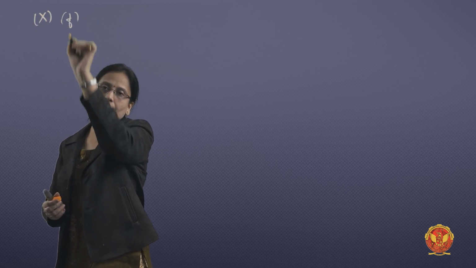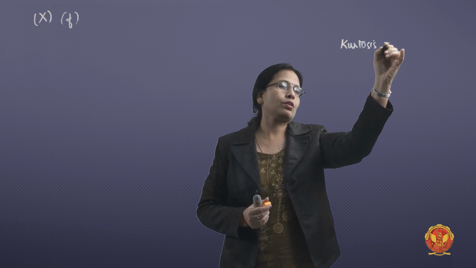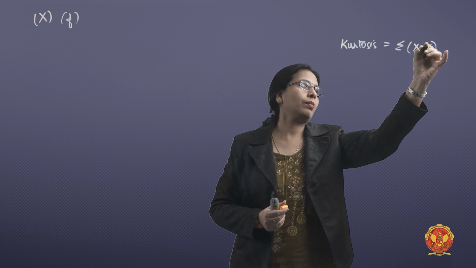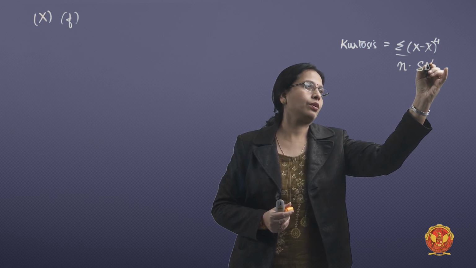Now we'll calculate kurtosis when the data is given in the form of a discrete series. Individual series we covered. In the case of a discrete series, the values are given and frequencies are given. Remember the formula for kurtosis: the fourth moment, the sum of (x minus x bar) to the power 4, divided by n times standard deviation to the power 4.